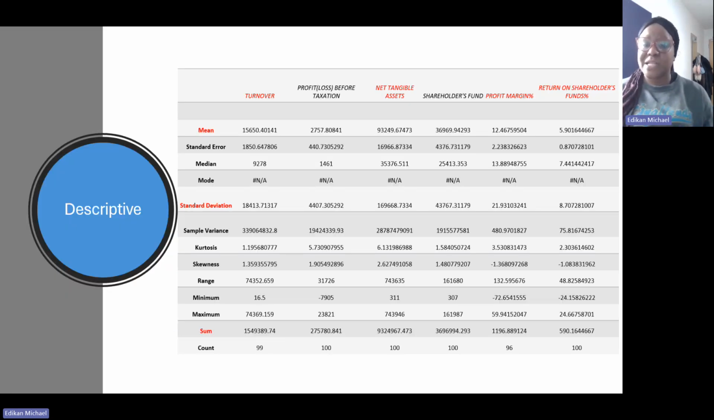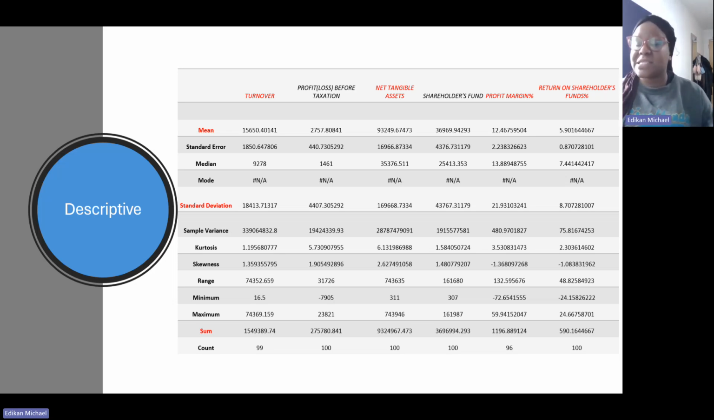Now, this is my descriptive analysis for the 10 banks, and I'll also be using the four variables that I used in my visualization dashboard. Now into the business. The mean, which represents the central tendency here, shows that turnover is 15.65 million, while the net tangible assets is 93.25 million, indicating substantial asset holdings. The profit margin has a mean of 12.47%, and the return of shareholders' funds at 5.90%, reflecting overall profitability.